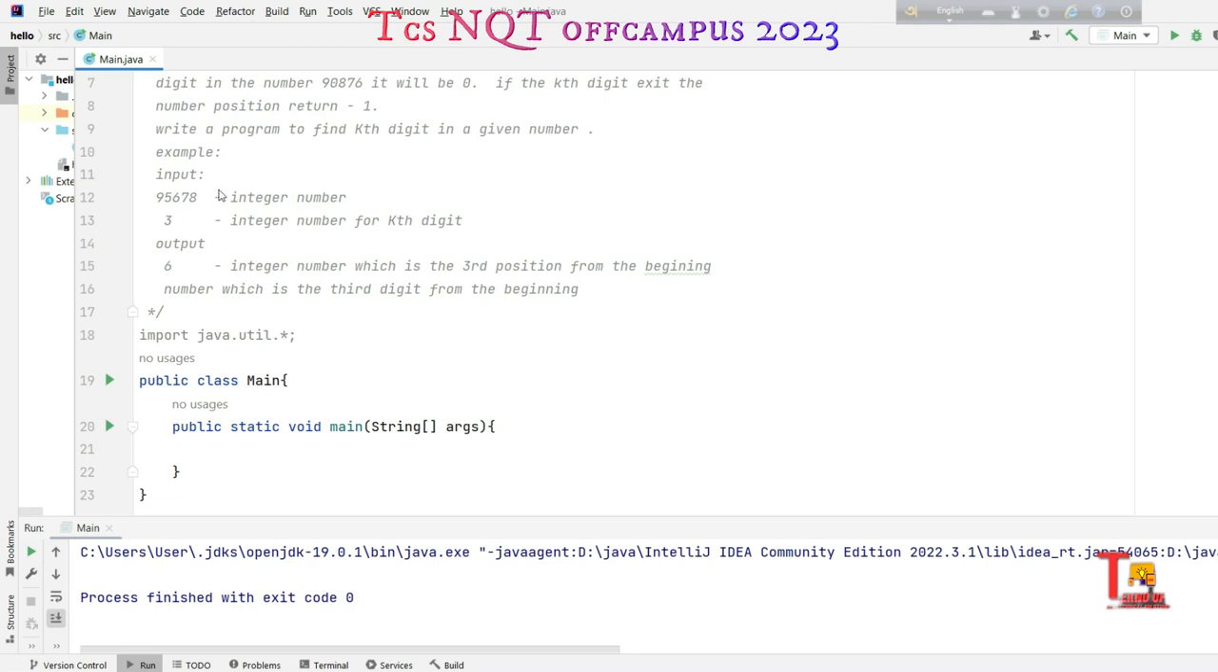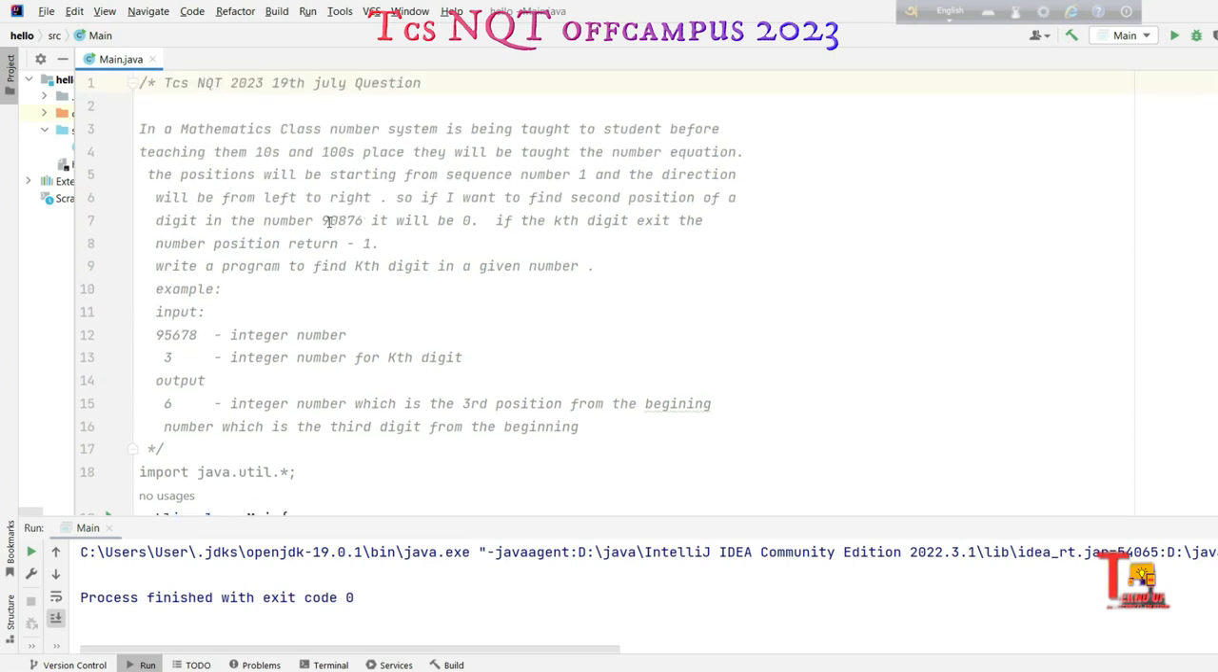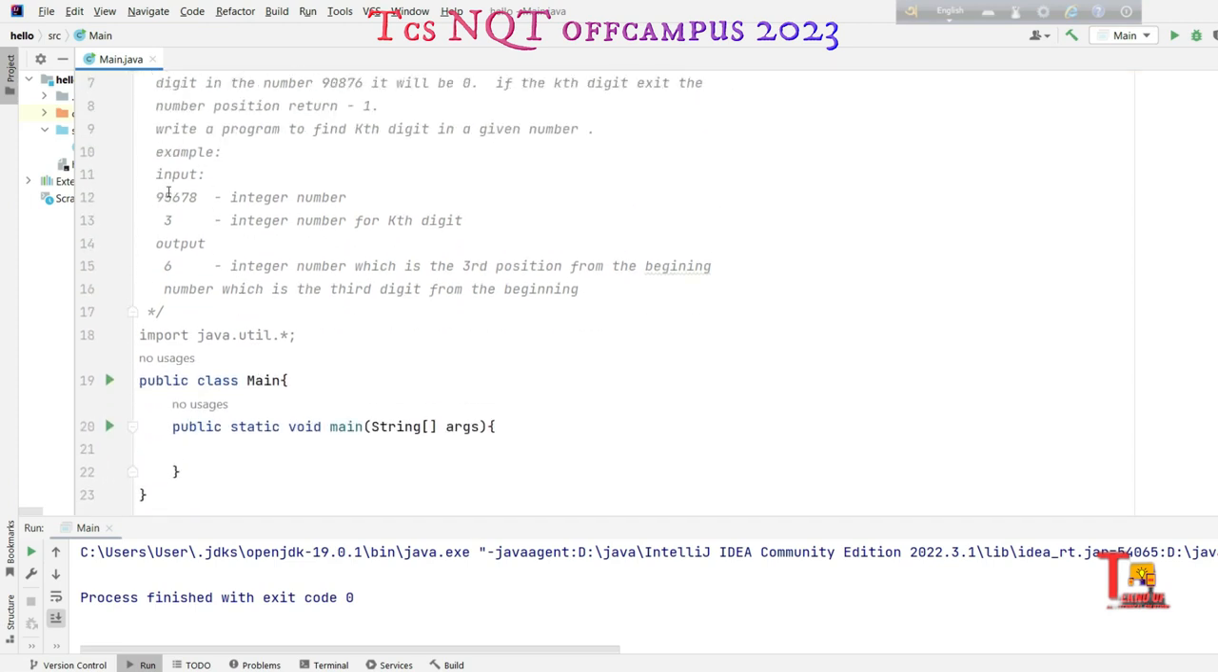There is a sample input, that is 95678 as an integer number and another integer number for the kth digit, and the output will be 6. And the explanation is that the kth position is 3. Here it is clearly mentioned that the first position, that means 0th index, is the first position, and the 1st index is the second position. So you need to be very careful about the contradiction. We usually start from the 0th position, but here it is mentioning going forward with the 1st position.